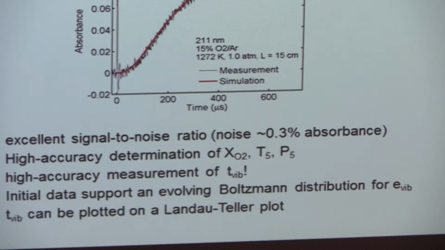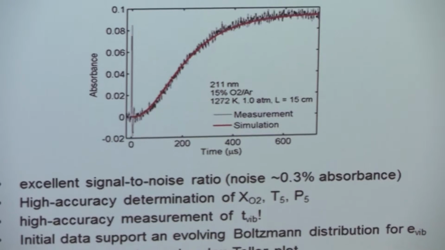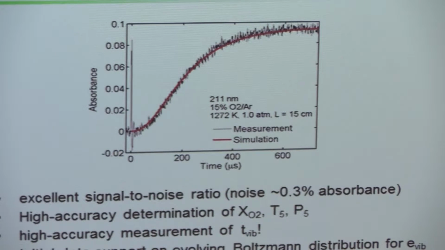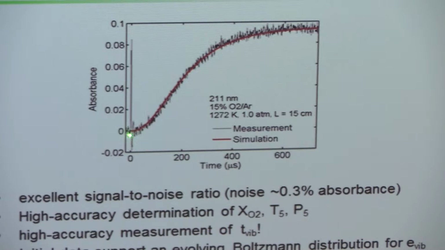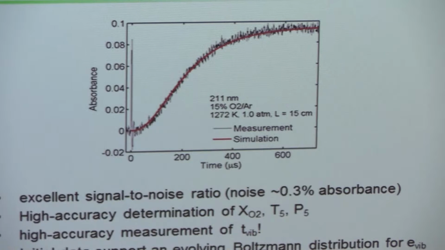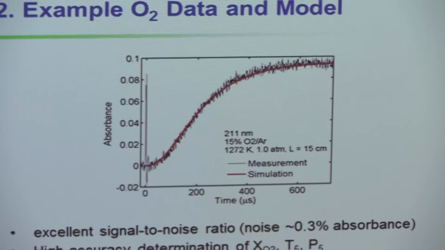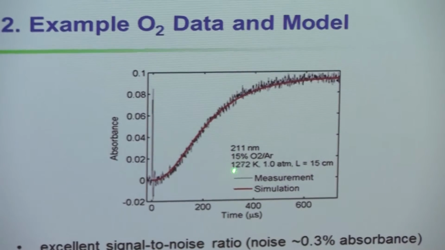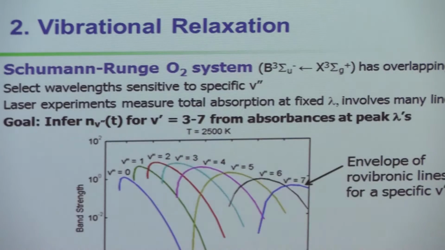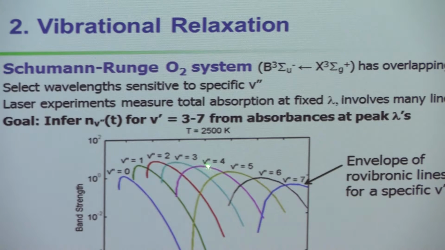Here's what a result would look like. We're measuring absorbance, which is the exponential quantity. That's the negative log of I over I0. And here it is at room temperature gas. We're measuring this probably for V double prime of about 4. 211 is mostly sensitive to V double prime of 4.